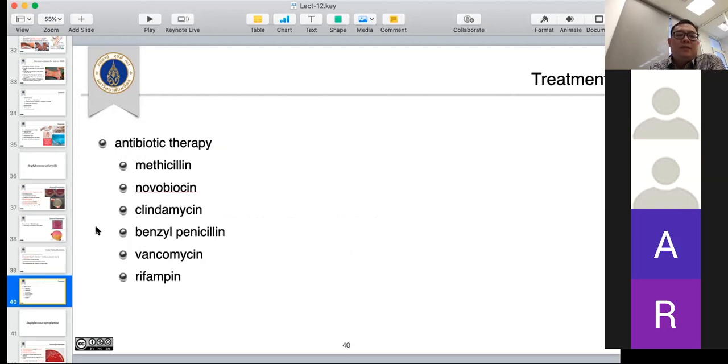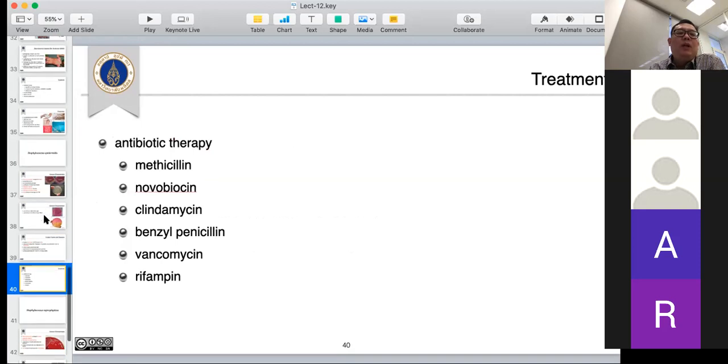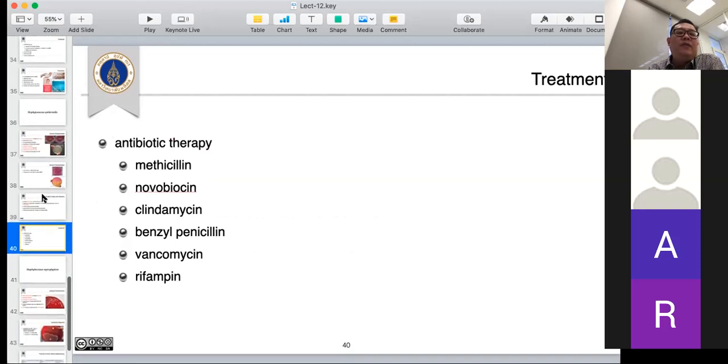That's easy. I did not emphasize it much, but I just wanted you to know how epidermidis differs from Staph aureus. The key is Staph aureus. Okay, methicillin also works well.